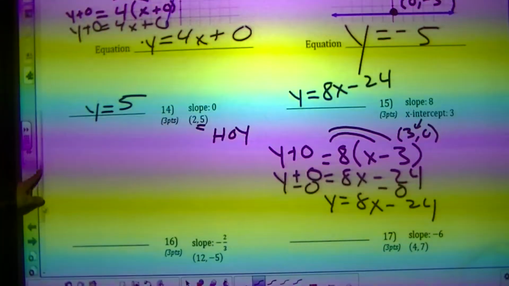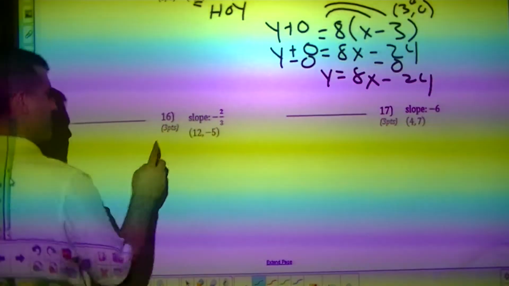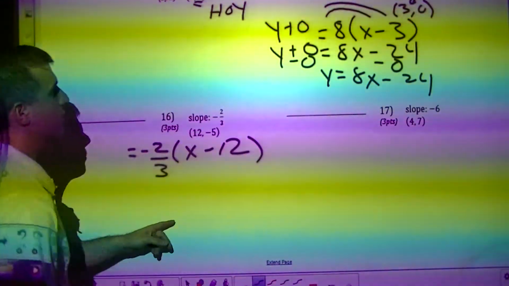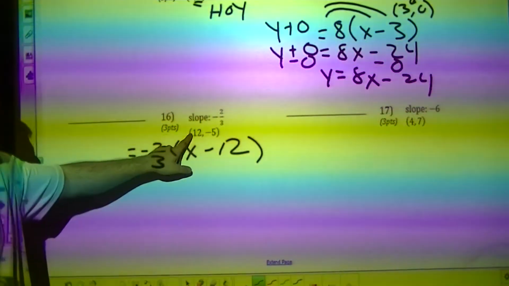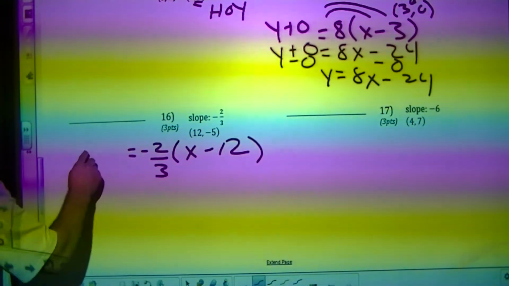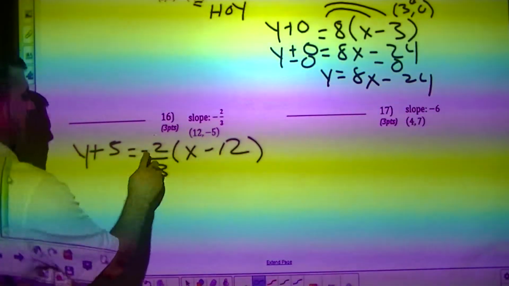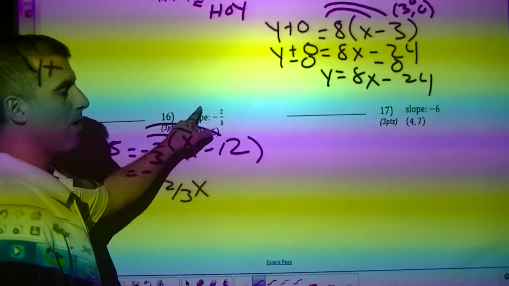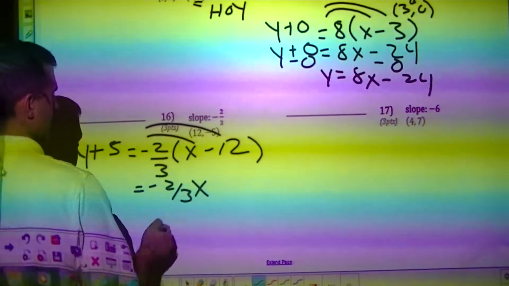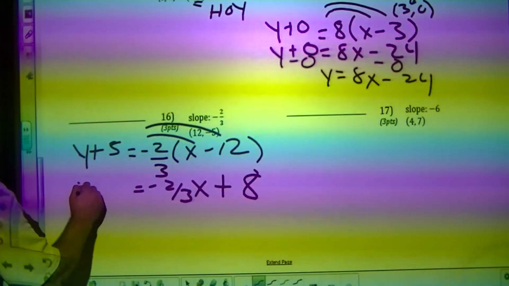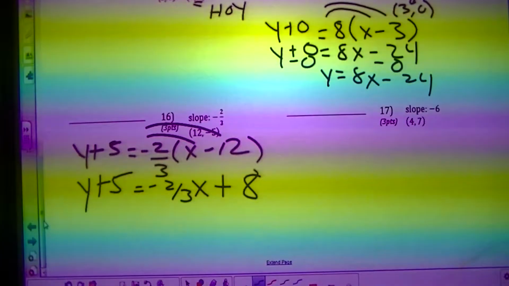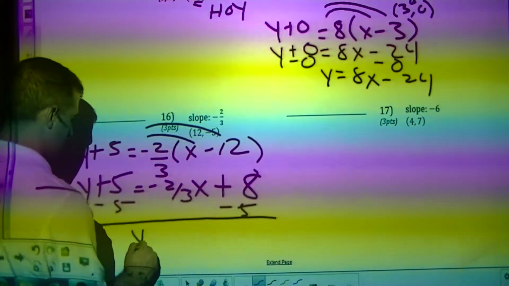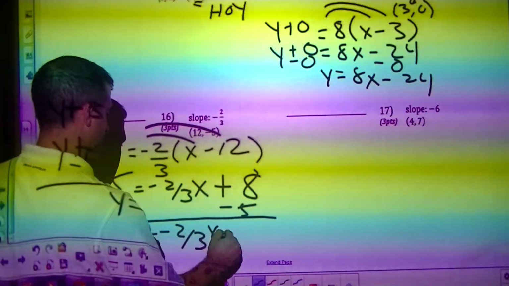Alright. Number 16, negative 2/3 x, negative 2/3, x minus 12. So what happens is I always put the opposite, so that 12 goes in as negative 12. Positive 5, because that was negative 5. If I distribute that, that's negative 2/3 x. You multiply those numbers. So that's going to be 8. Okay, that's going to be 8, so I would subtract 5. Y equals negative 2/3 x plus 3.